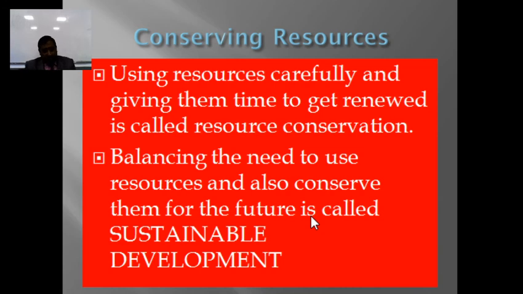At the Rio de Janeiro Earth Summit, this word sustainable development was discussed for the first time. Now what is sustainable development? In my simple language, use of resources in the present, keeping the future in mind, is sustainable development. So balancing the need to use resources and also conserve them for the future is called sustainable development.